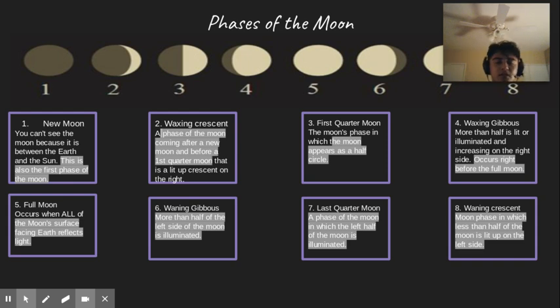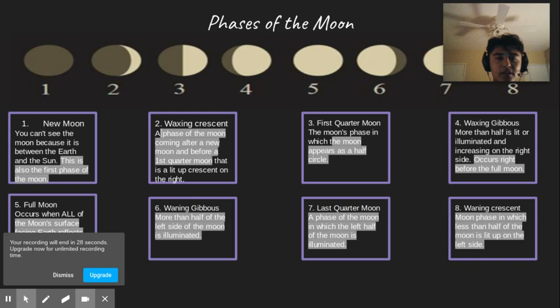And then the second phase is the waxing crescent. It's the phase of the moon coming after the new moon and before the first quarter moon, and it's basically lit up on the crescent on the right. So it's at an angle where you can't really see the complete moon, and you can only see a little piece of it. And the first quarter moon appears as a half circle, as you can see in the model.